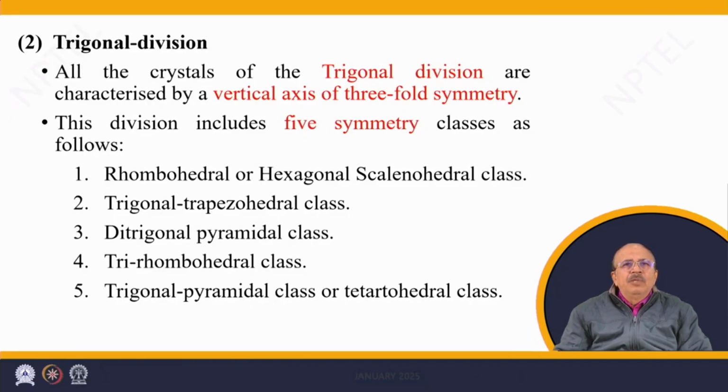Now this is the second division of hexagonal system, that is trigonal division. All the crystals of the trigonal division are characterized by vertical axis of threefold symmetry. This division includes 5 symmetric classes as rhombohedral or hexagonal scalenohedral class, trigonal trapezohedral class, ditrigonal pyramidal class, trirhombohedral class, trigonal pyramidal class or tetartohedral class.